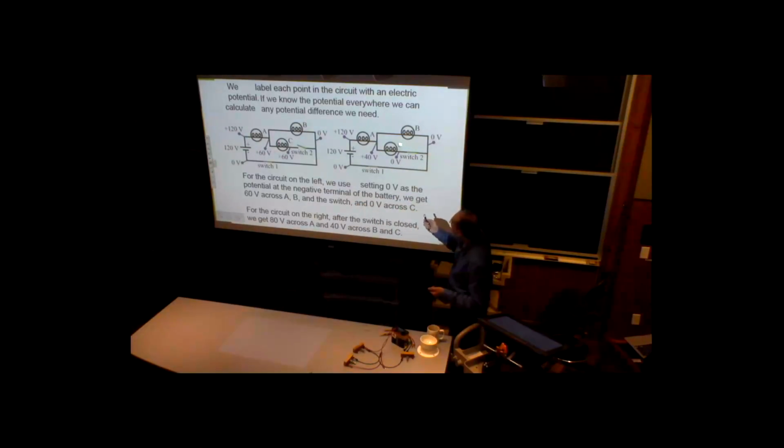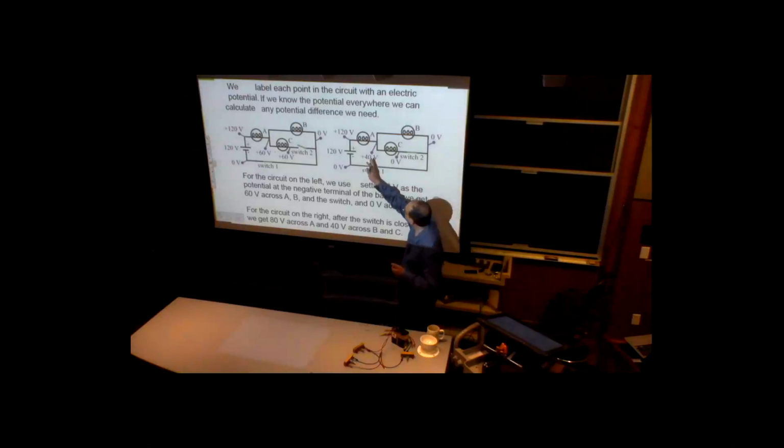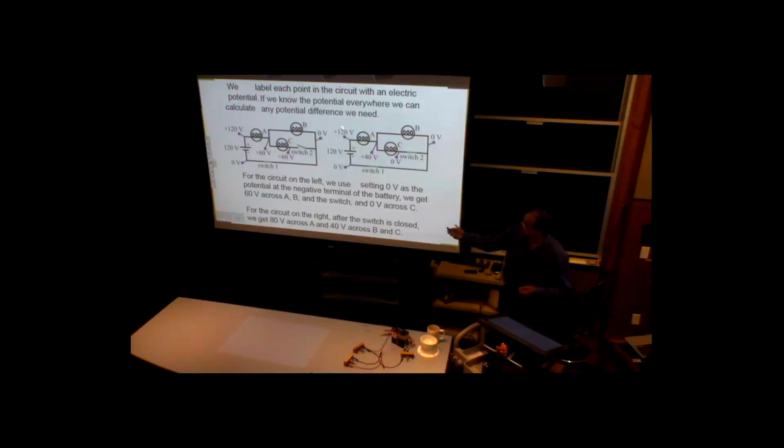Now here from 0 to 40, this potential is 40. Now from 40 to 120. 40 is the potential on the right electrode of this bulb. 120 is the potential on the left electrode of that bulb. What is the voltage across? 120 minus 40: 60. That's what voltage is, a difference.